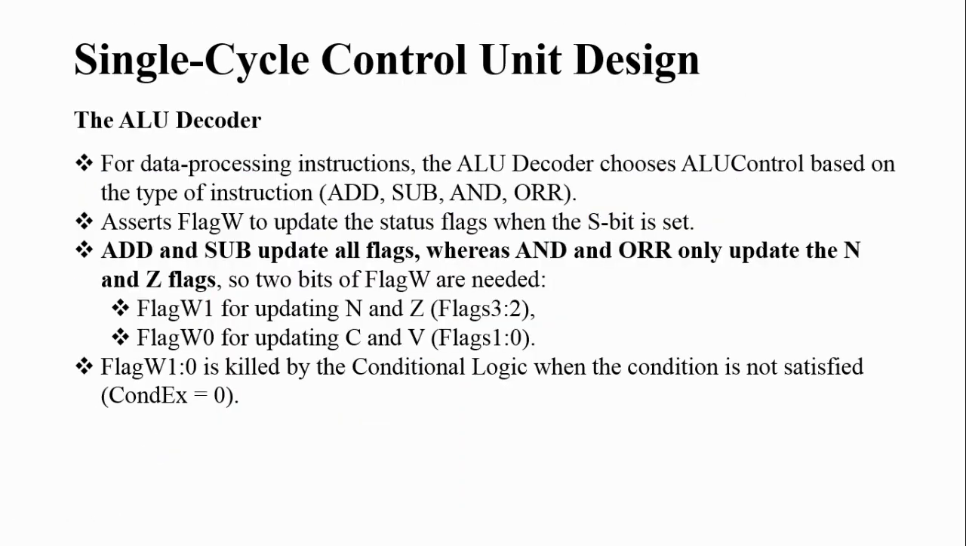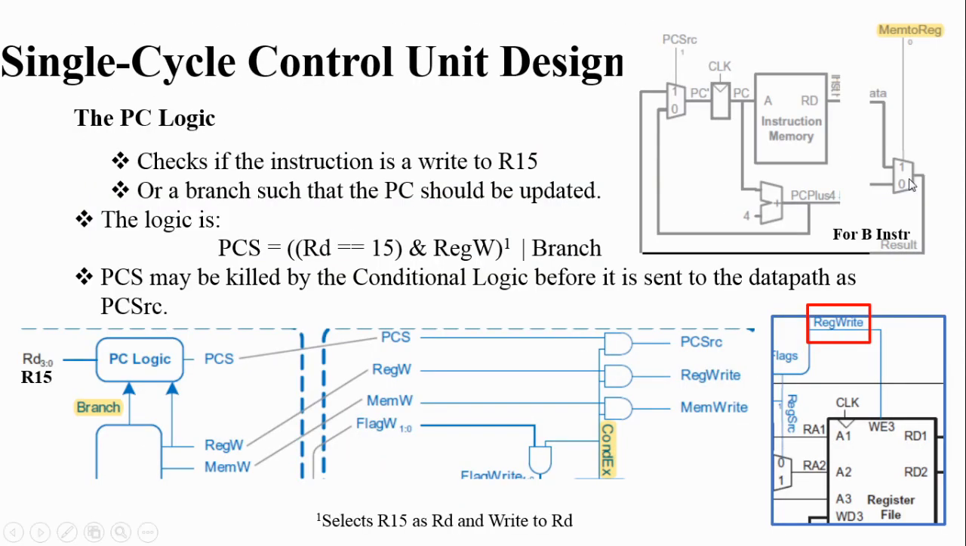In the case of branch, the address will be supplied from this multiplexer to the PC source, or if the destination is R15, then the address will be taken from the R15 register, right? And this PC will also be killed if the condition logic is generating a 0. So if the condition is false, the PC source will also be made 0. The PC source, register write and memory write are all connected to the condition logic. If the condition logic generates a 0, all these outputs will be 0.